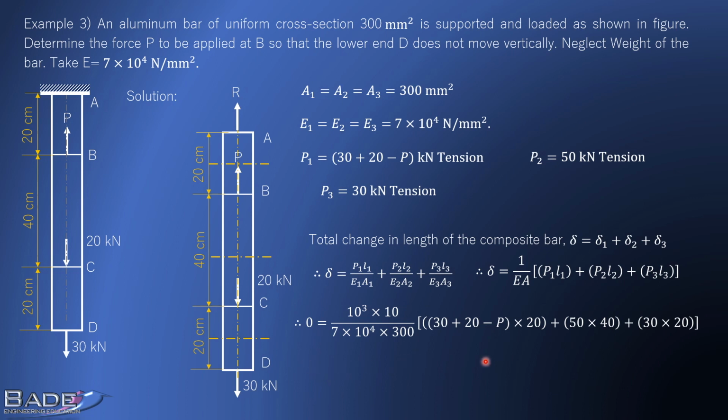Now watch in this equation. There is only one unknown P. So just complete the calculations and get the answer. So P is 180 kilonewton. So do the calculations properly. You must have calculation practice. Pause the video, do the calculations yourself and be sure that the load P is 180 kilonewton. This is the final answer.